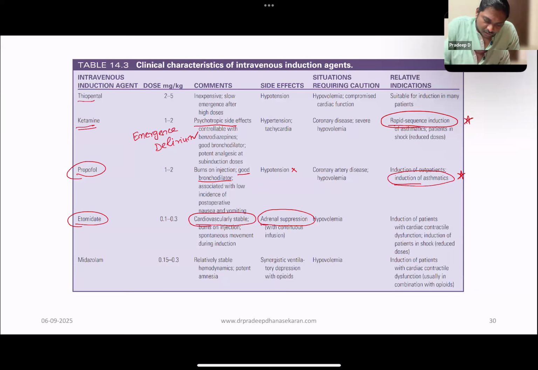Thiopentone is an older drug, it is inexpensive, but the main side effect is hypovolemia, and it is suitable for induction in many patients. From an MCQ point of view, the best drug for rapid sequence induction is ketamine. Psychotropic effects, emergence delirium with ketamine. Cardiovascular stable is etomidate, but has the side effect of adrenal suppression. Propofol is best for asthmatics, the most commonly used induction agent, but the side effect is hypotension.